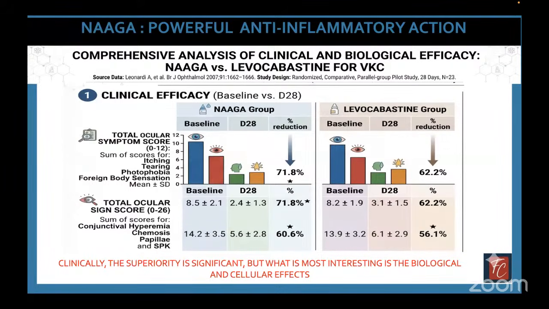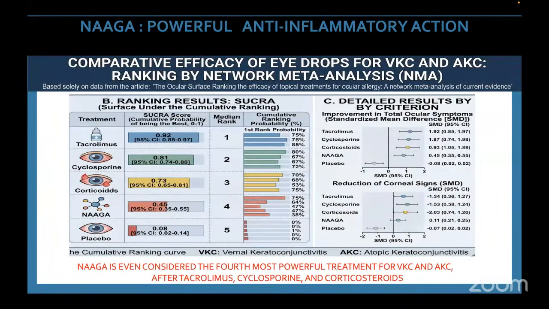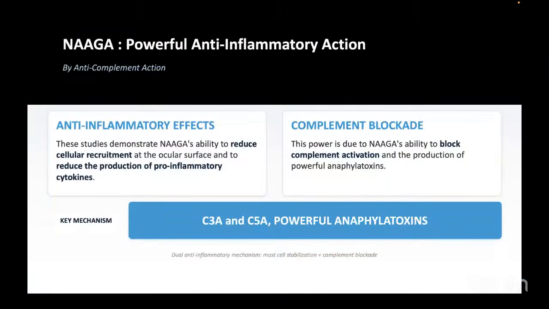In this study conducted by Leonardi, you see that NAGA is responsible for a decrease of the signs and symptoms of allergy, much more than the antihistaminic group. And in a meta-analysis published in 2024, it was classified as the fifth most powerful treatment for VKC and AKC, after tacrolimus, cyclosporine, and steroid. So now we can really classify NAGA as an anti-inflammatory drug.